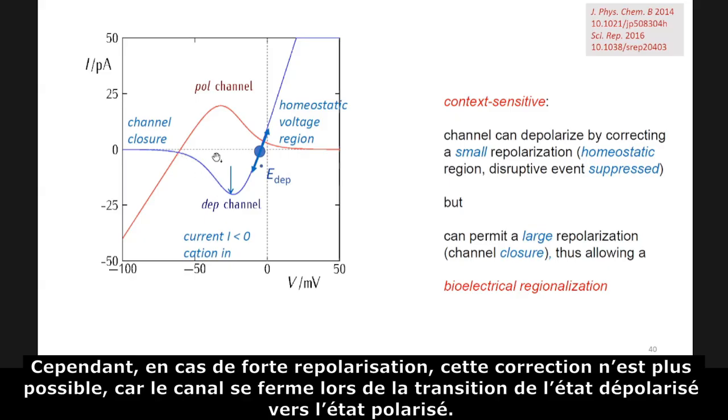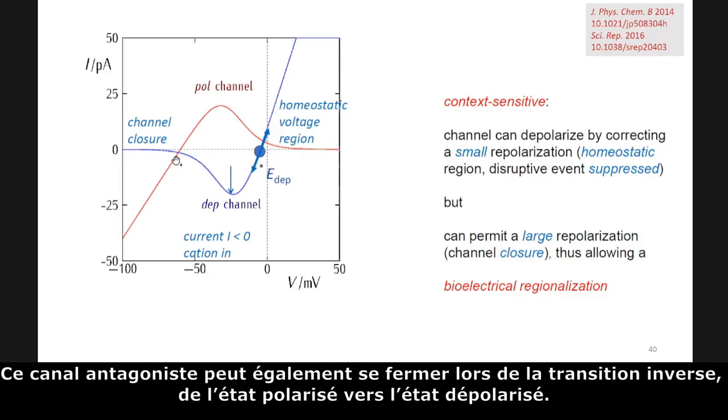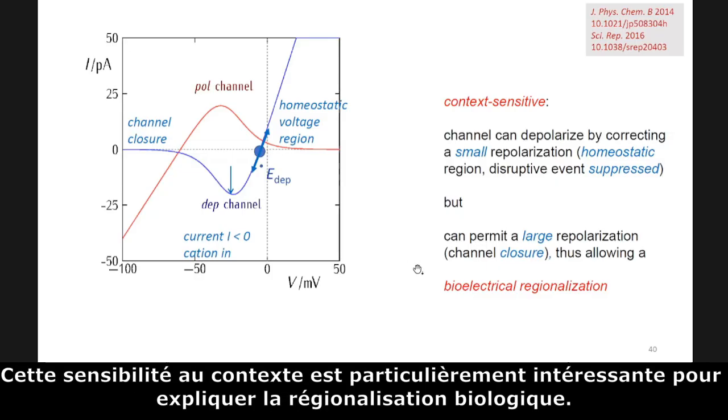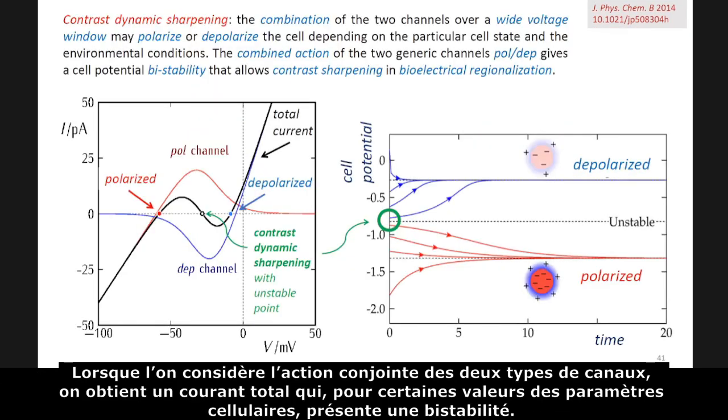The channel closes by the transition from the depolarized to the polarized cell state, but this counteracting channel can also close when the transition follows the opposite behavior, from the polarized to the depolarized cell state. Again, this context-sensitive property should be interesting for bioelectrical regionalization. The next slide shows the action of the two channels.